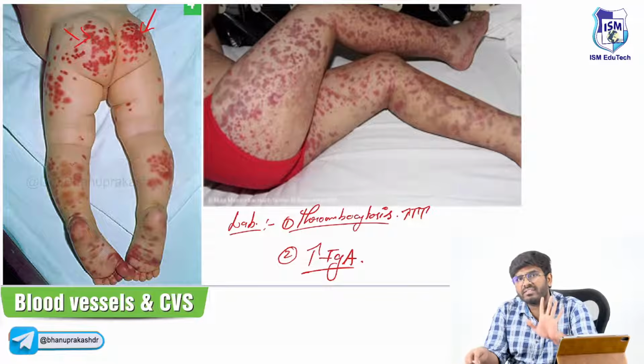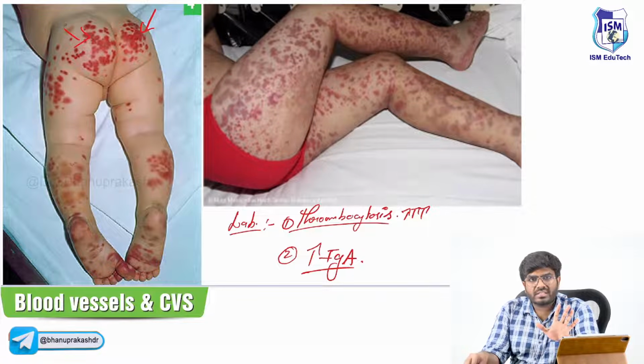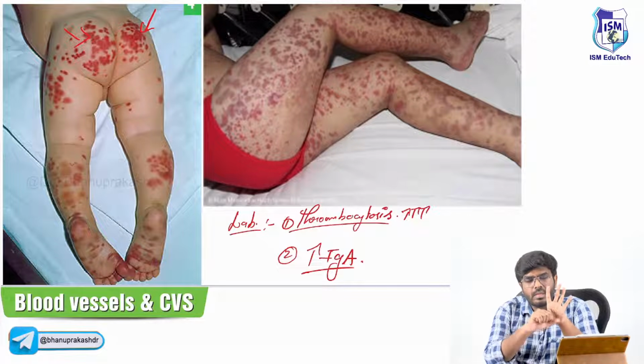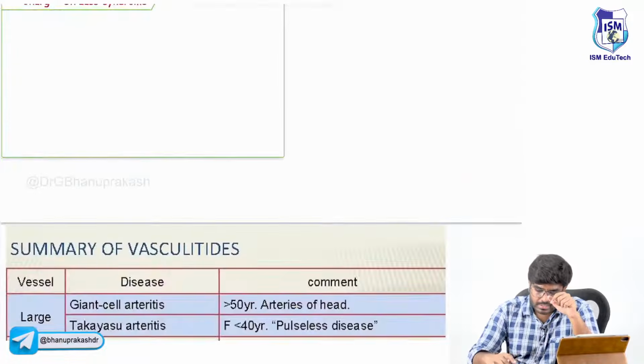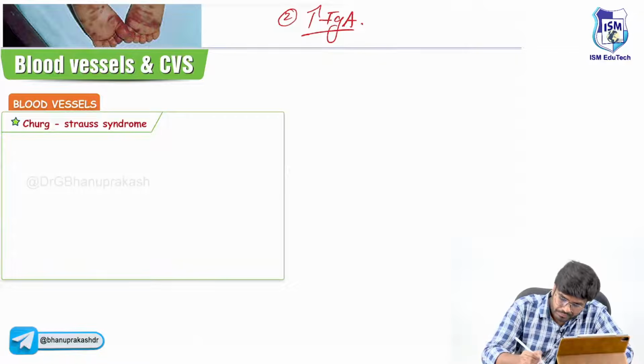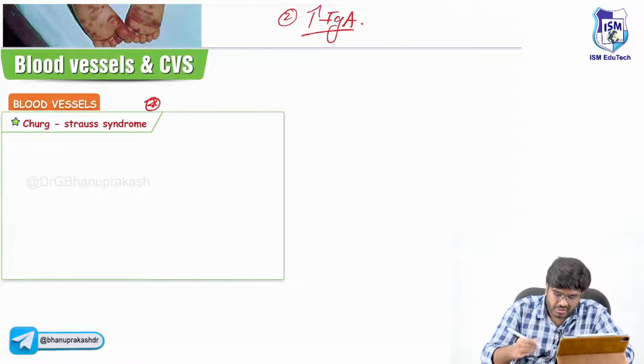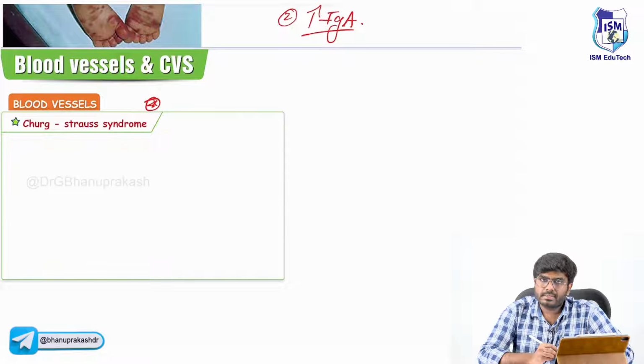What have we completed in small vessel vasculitis? In this topic we have done Wegener's granulomatosis. We have completed microscopic polyangiitis, also called microscopic PAN. Now we have completed Henoch-Schönlein purpura. Next, let's discuss Churg-Strauss syndrome. What are the important points you should know regarding Churg-Strauss syndrome? Do you have any idea?